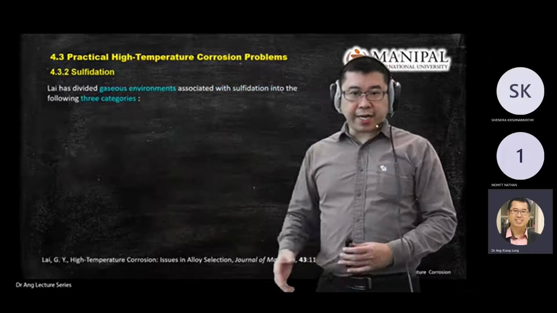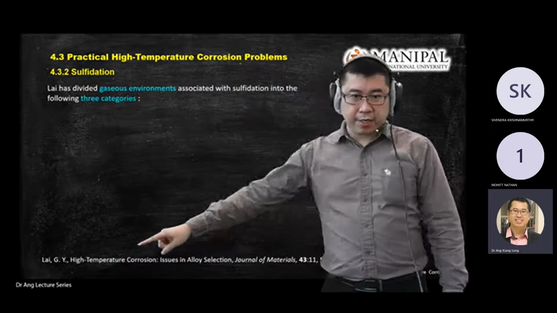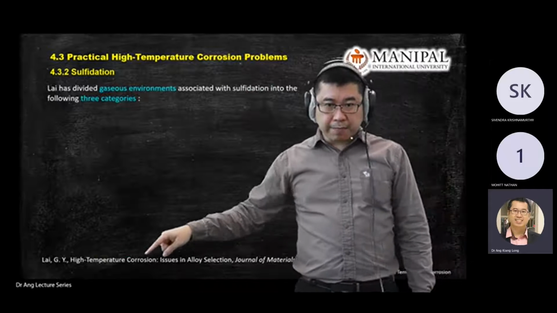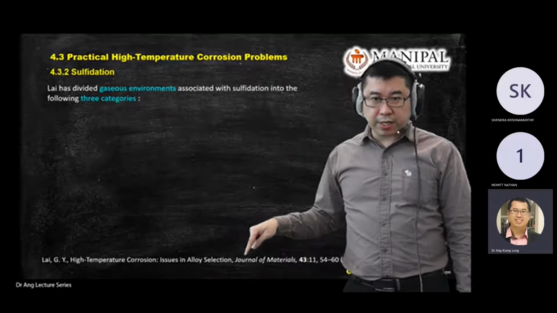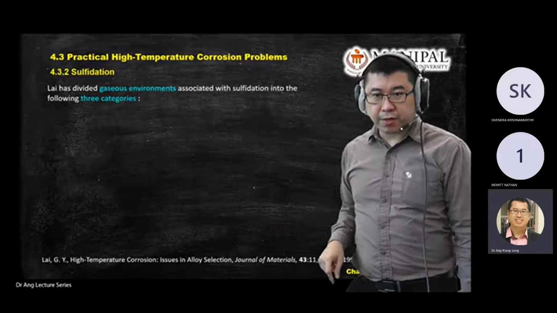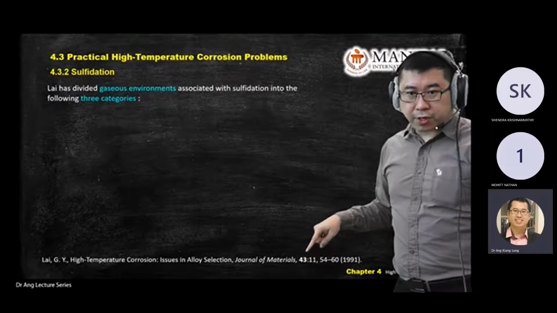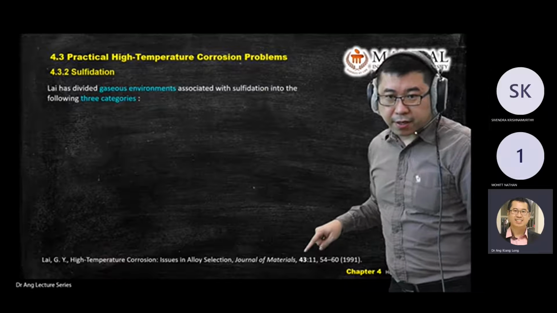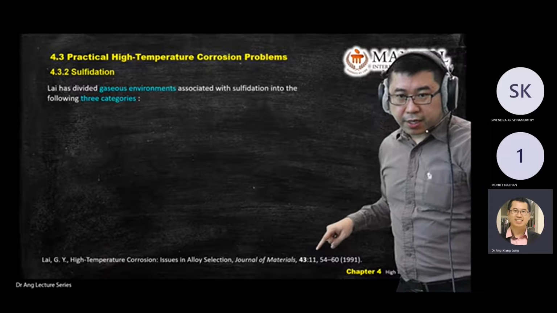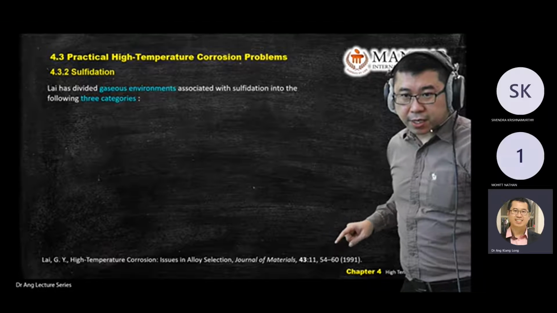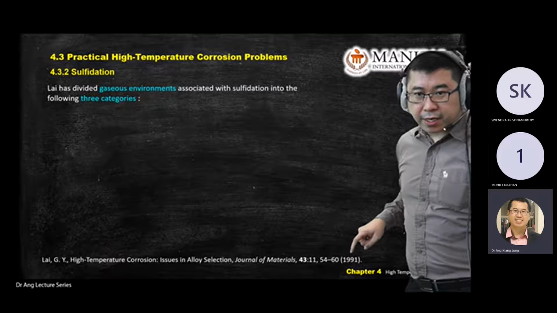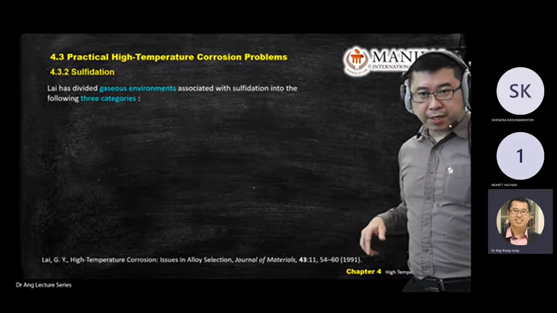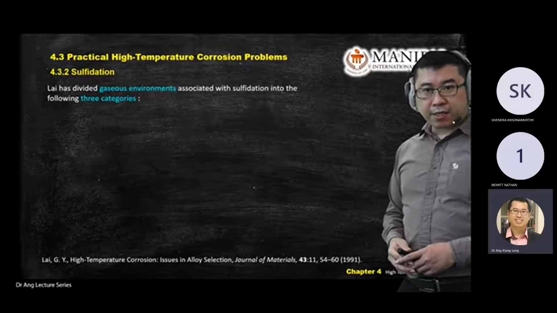A researcher called Lai, in his publication, High Temperature Corrosion Issues in Alloy Selection, published in the Journal of Materials, volume 43, pages 54 to 60, in 1991. Quite an old publication, but it gives you some insight on sulfidation.